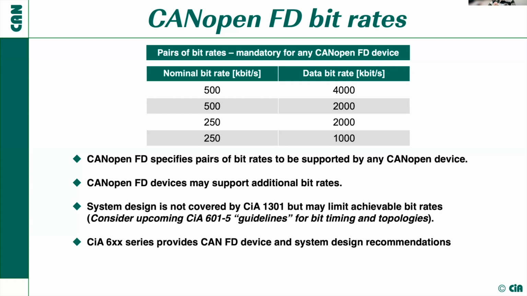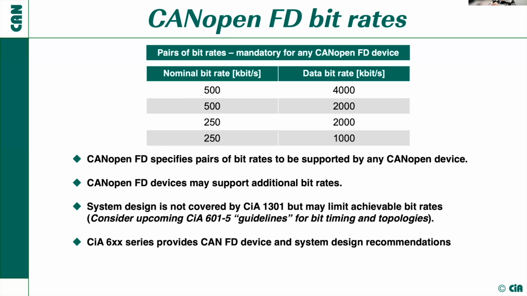For the nominal bitrate, 500 kilobit and 250 kilobit, and they should be combinable in this device with 4 Mbit, 2 Mbit, or 1 Mbit. So maybe via DIP switches or whatever. Me as an end user, very simple, can then just select one of these bitrate pairs, and then my device will have the same settings as other CAN-OpenFD devices, as they follow the same bit timing.